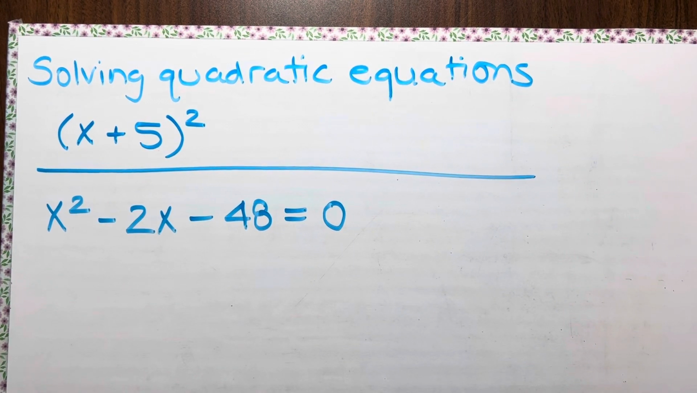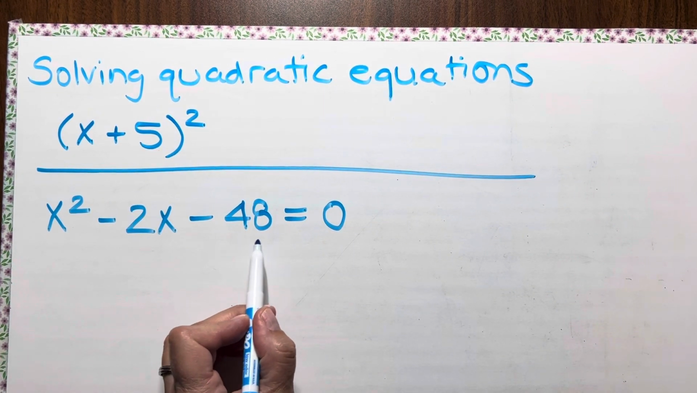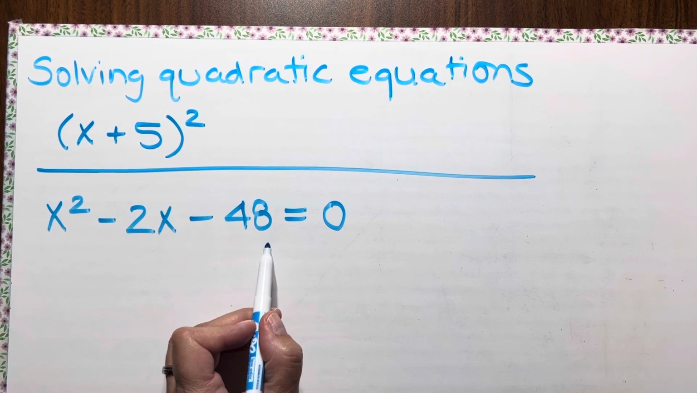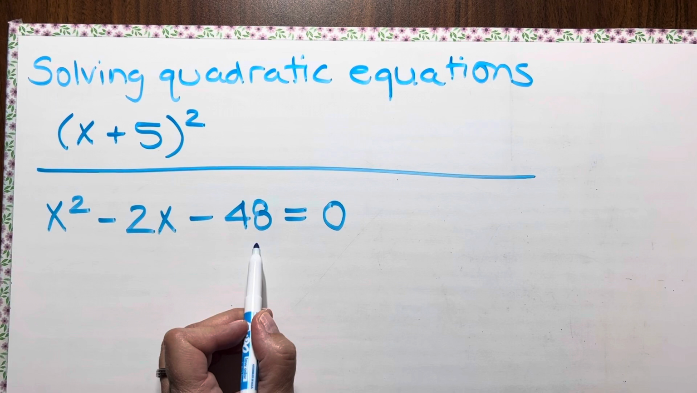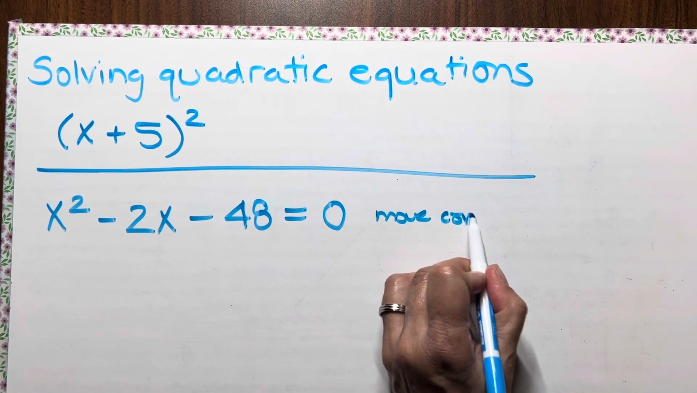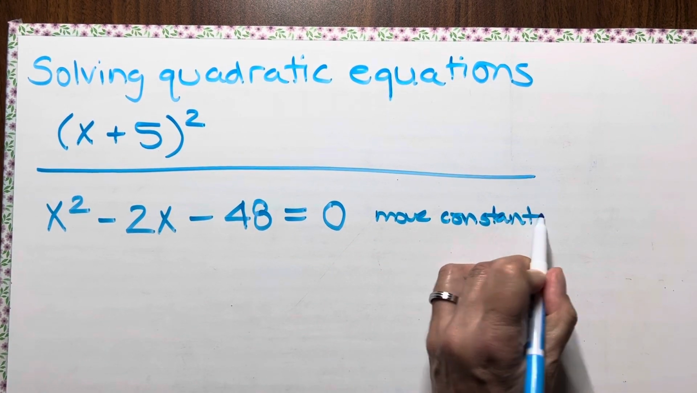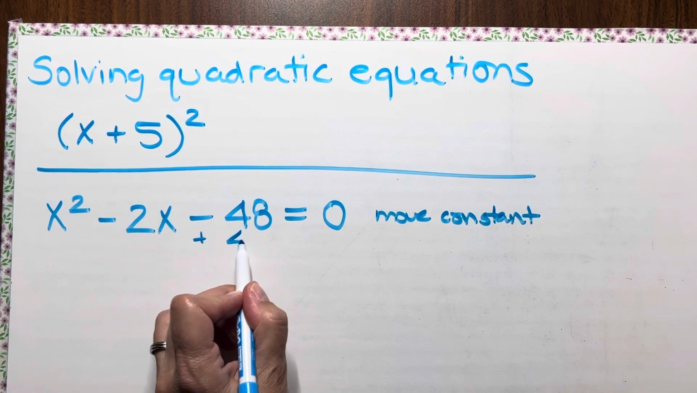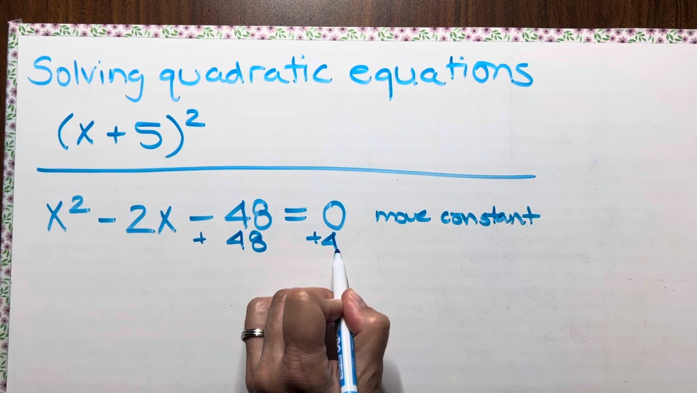First thing we're going to do is check to see if this number, the C value, is a perfect square. If it is, it might already be the correct number that we need for completing the square. But 48 is not a perfect square. So the first thing we're going to do is move the constant. You may want to make a few notes as we go through. We're going to move this 48 over to the other side, just by adding a 48.